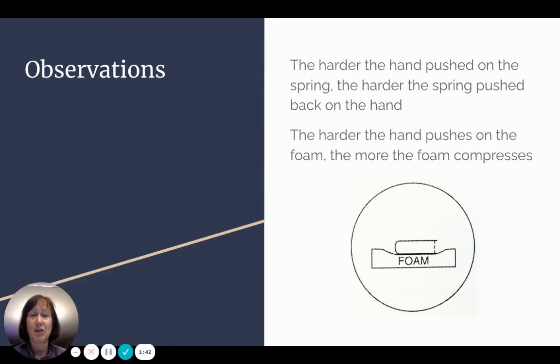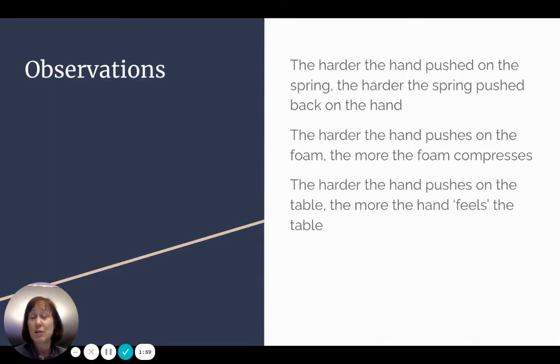We also saw that the harder the hand pushes on the foam, the more the foam compresses. And again, that compression is what gives that push back or push up on the book. And then I tried to connect this to a compression that you couldn't see, but it's something that you can feel. So the harder the hand pushes on the table, the more the hand feels the table. And that feeling the table is actually the table pushing back on you. So how does that push happen? We can't see a spring, but we can feel differences in the pressure that we feel coming from the table when we push down on it.